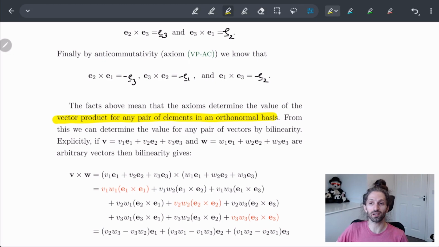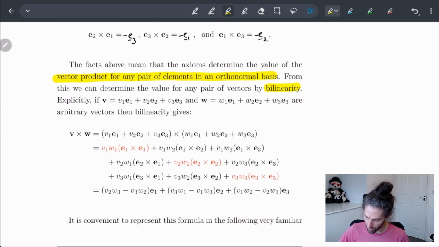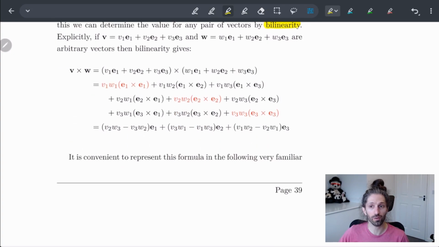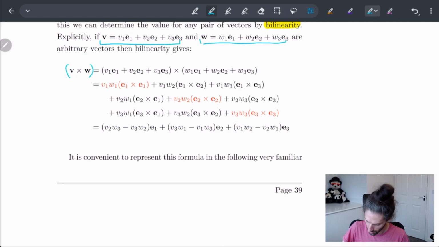But we don't want this on just the basis. We want it on any element. And we can actually do this by linearity. So we can do this explicitly if we wanted. It's already in the notes. I'm not going to rewrite this whole thing. But in essence, we start off with two vectors, v and w. And I look at the cross product of v and w. So here we have v, here we have w.